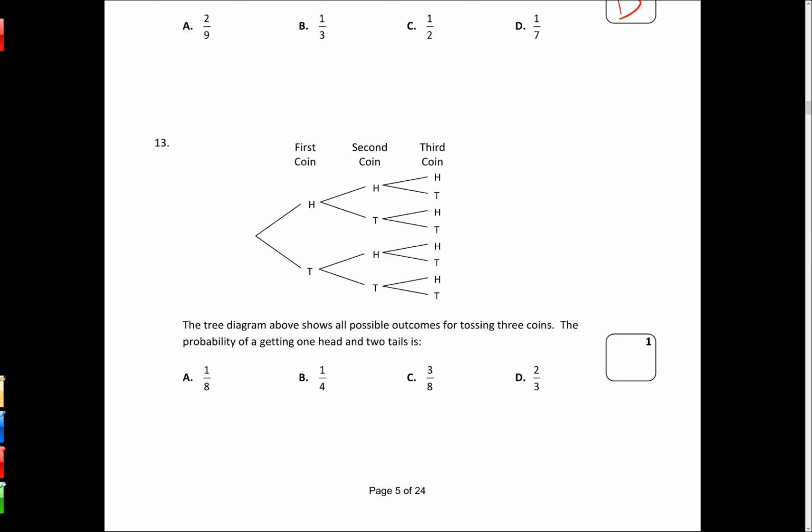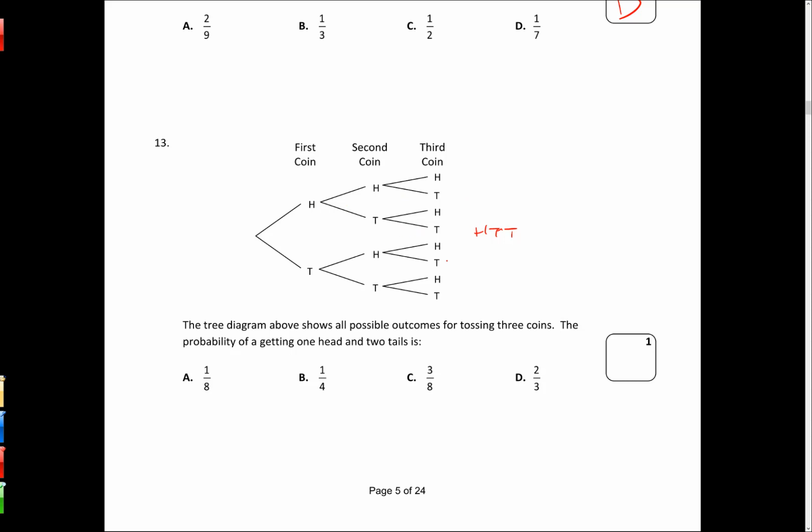Okay, we've got a tree diagram drawn for us already. Head, tail, head, tail, head, tail. All looks good. First coin, second coin, third coin. Okay, it shows all possible outcomes of tossing 3 coins. What's the probability of getting 1 head and 2 tails? Well, it didn't say 1 head and then 2 tails. That would be 1 head, 2 tails. 1 head, 2 tails would be this option. Head, tail, tail. But it didn't give an order. It just said 1 head and 2 tails in any order.